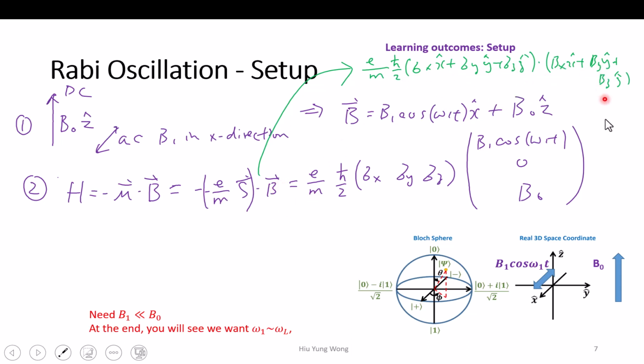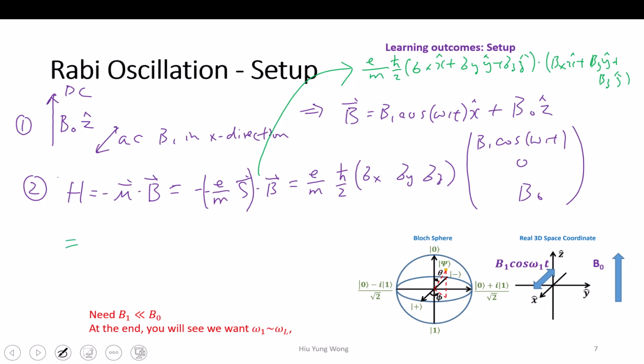Any 3D vector is like this. Here, what I'm doing is just putting it into row and column so I can do the dot product easily, right? Sigma x, sigma y, sigma z times Bx is what? B1 cosine omega 1 t. By is nothing, 0. Bz is this one, B0, right? So if I do the multiplication, what do I get?